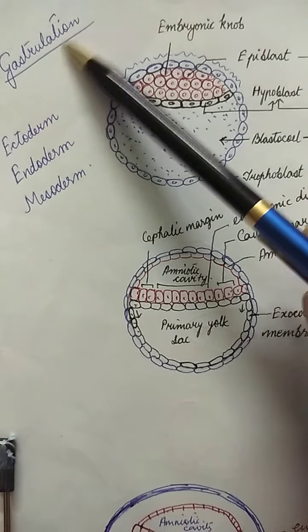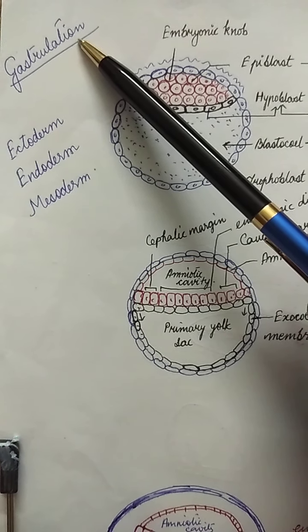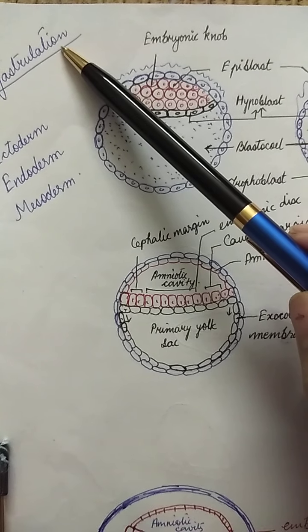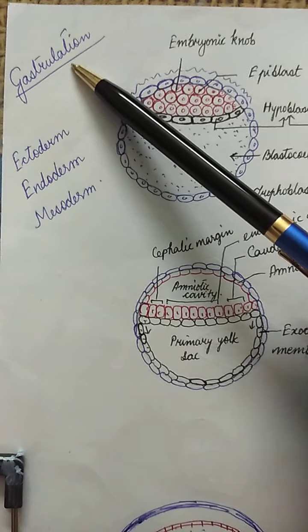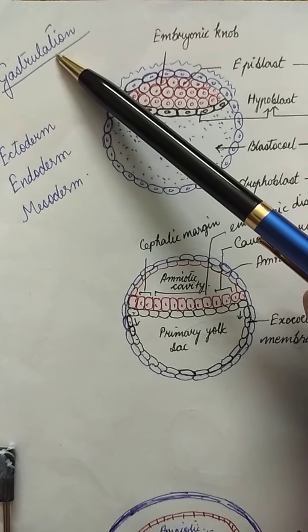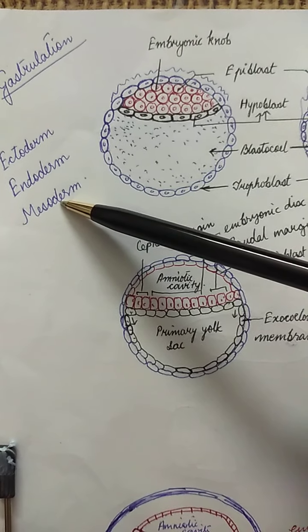Today, let us discuss gastrulation. After the implantation of the blastocyst into the maternal uterine endometrial lining, gastrulation begins. That is the formation of three germinal layers: ectoderm, endoderm, and mesoderm.